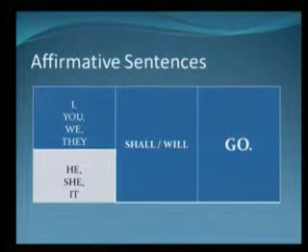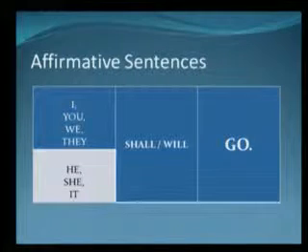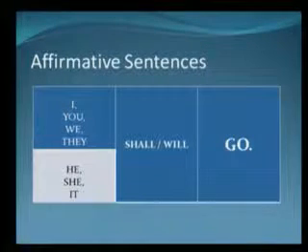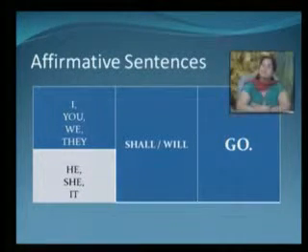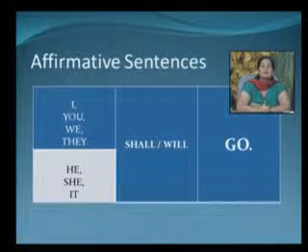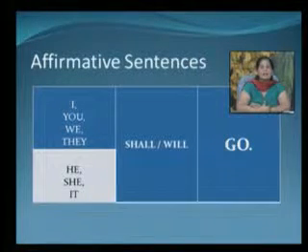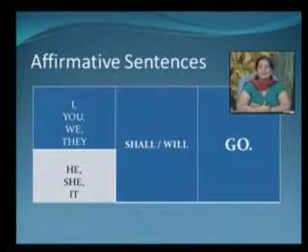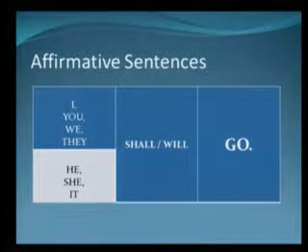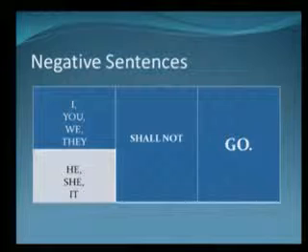Affirmative sentences. This table, I, you, we, they. The first and the second person plus shall, will, and then the verb go. Similarly, the third person shall and will and go. You can either use shall or you can use will. I will go, you shall go, they will go, or he shall go. Everything is correct, right? Coming to the next slide, the slide shows the negative sentences.